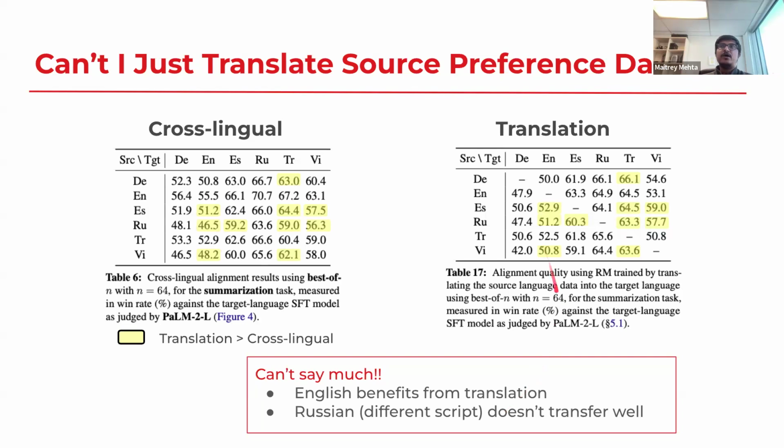And the other thing that I also found was that Russian, which actually uses a different script, has real problems having any cross-lingual alignment. So if you look at this particular column, you'll see that almost never does translation work better for Russian, for aligning a Russian model. This is a lot to unpack, so I'll stop for questions here if you have trouble understanding this.